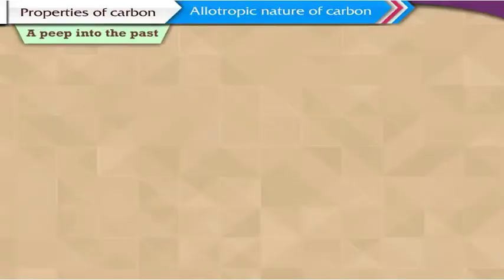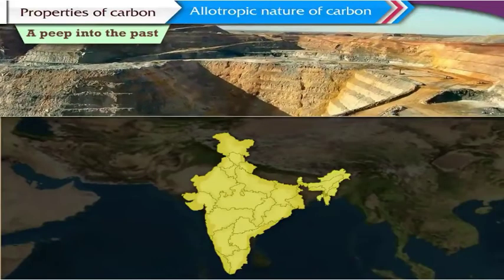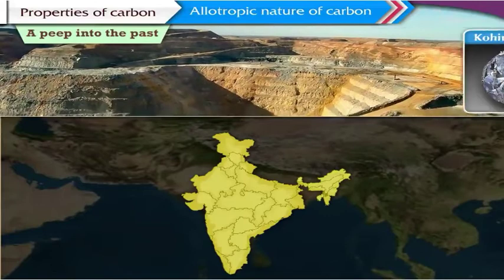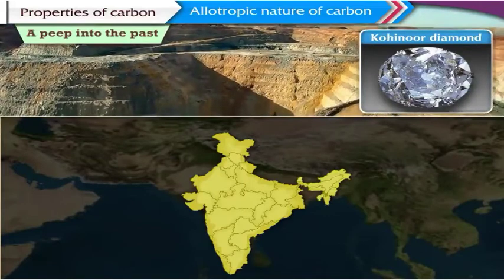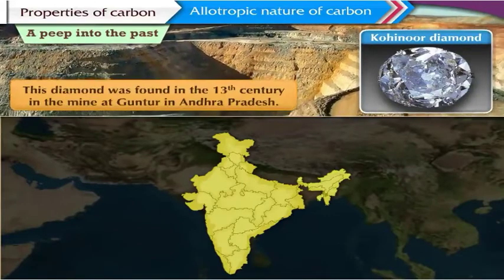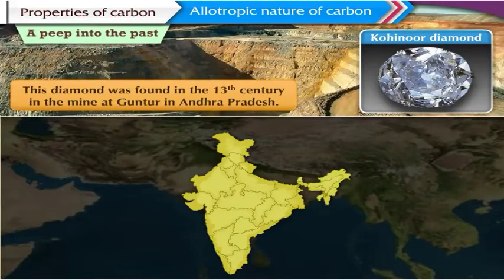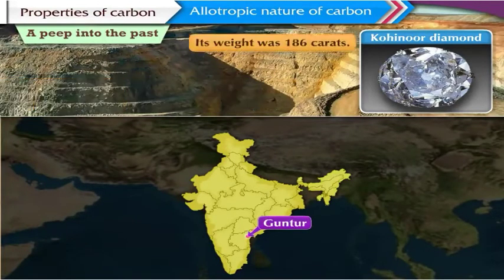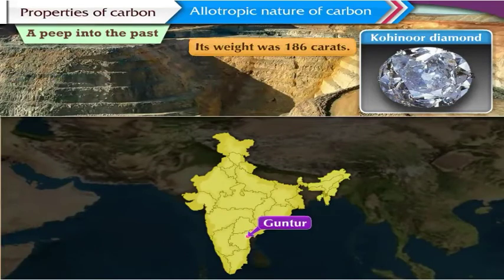A peep into the past. Long ago, India was famous for the Kohinoor diamond. This diamond was found in the 13th century in the mine at Guntur in Andhra Pradesh. Its weight was 186 carats.